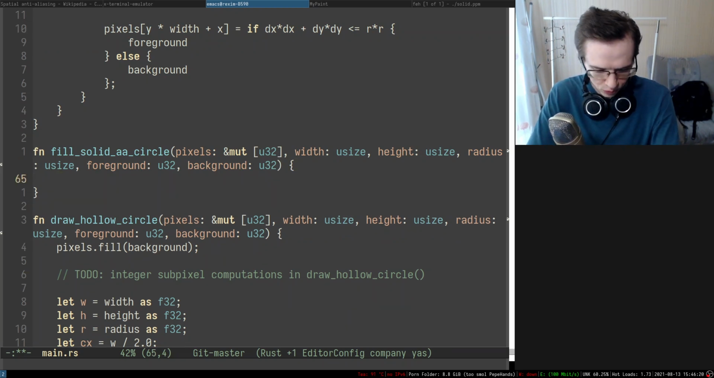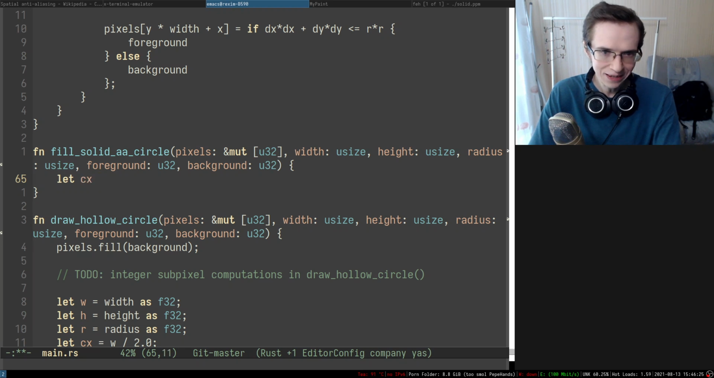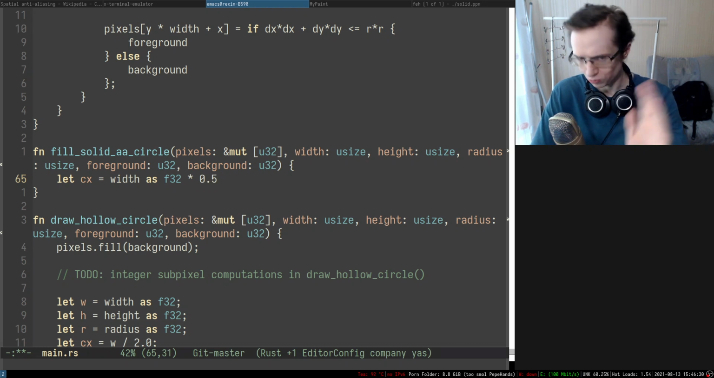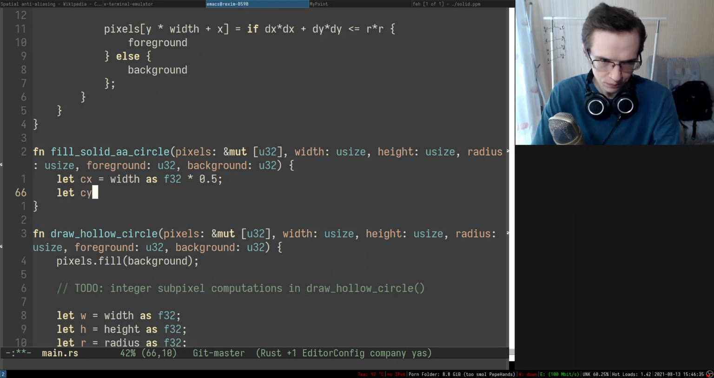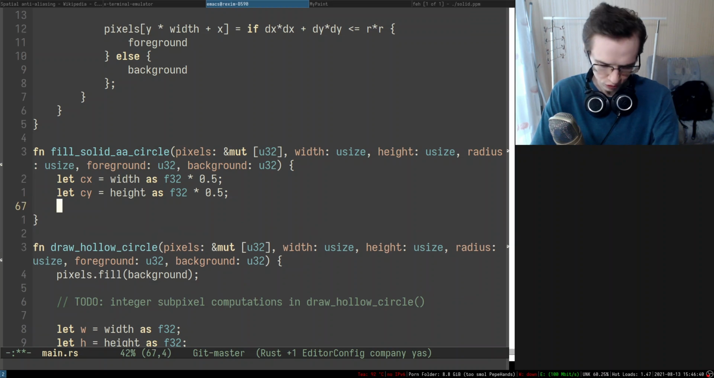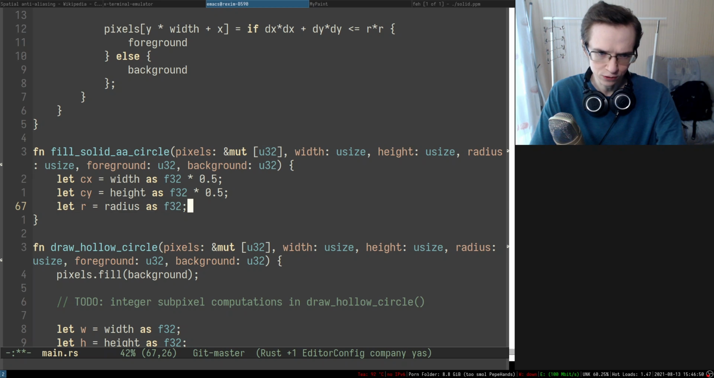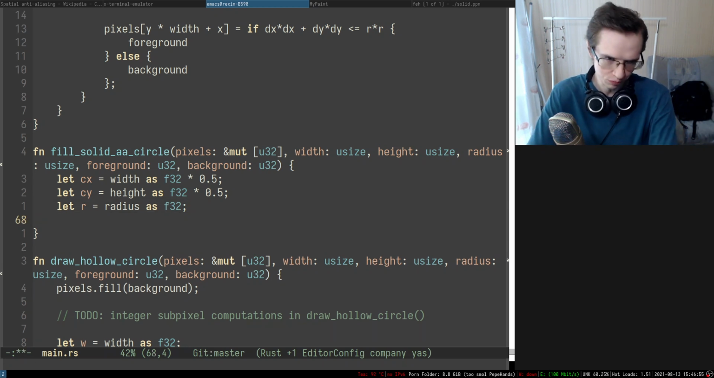The next thing we need to do is determine the center of the circle. The center of the circle is going to be the center of the picture. So we're going to define something like Cx. We take the width, convert it to floating point, and divide it by 2 by just multiplying by half. Multiplying by half is the same thing as dividing by 2 anyway. We do the same with the height. So we determine the center of the circle. I also want to take the radius and convert it to floating point, because that will make it a little bit more convenient later. So I basically pre-convert it to floating point.